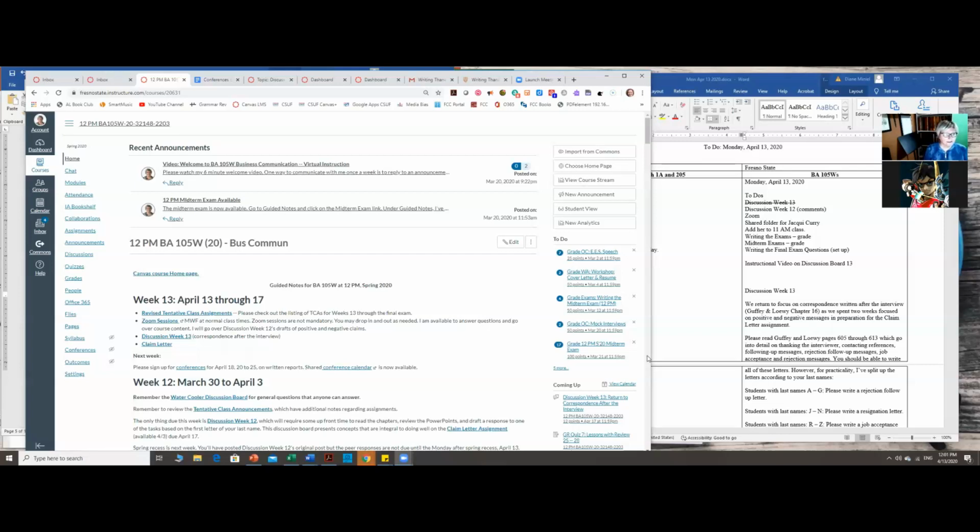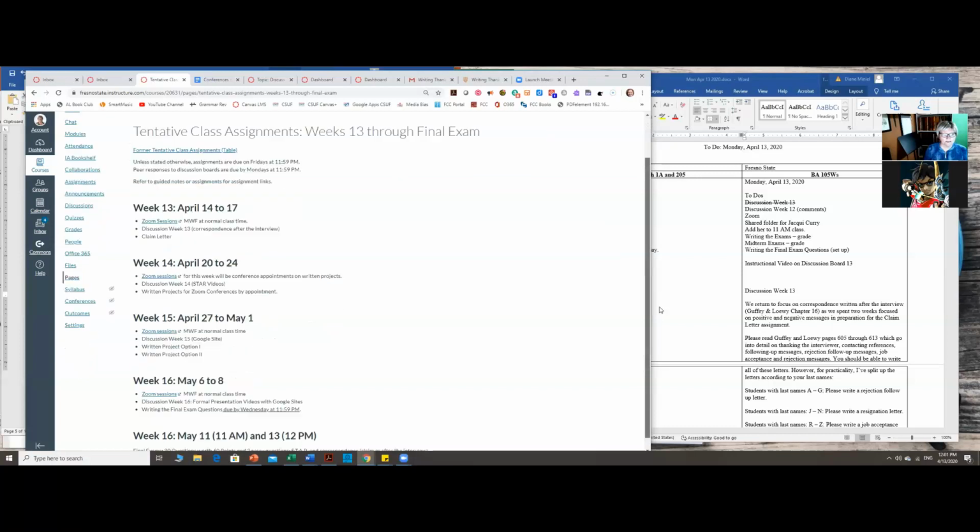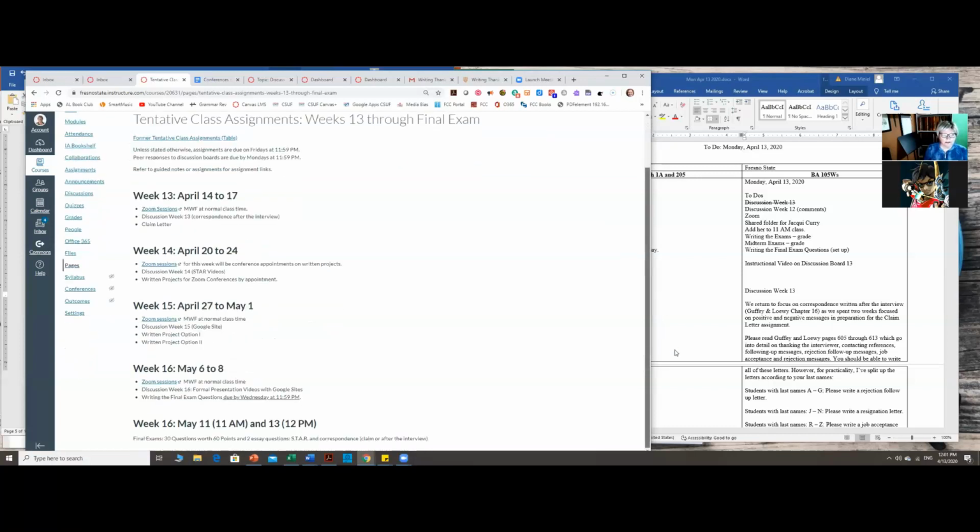So have you taken a look at the guided notes? I didn't get them up until last night, so they're completely new. I've redone the revised tentative class assignments. They used to be in table format, and now I've just done it this way, and I have not spent the time to link things because it's just too much time for me. I still need to grade as well as prep things.